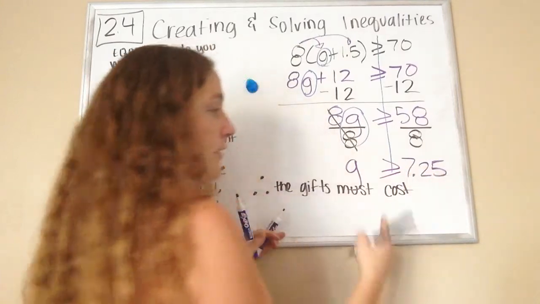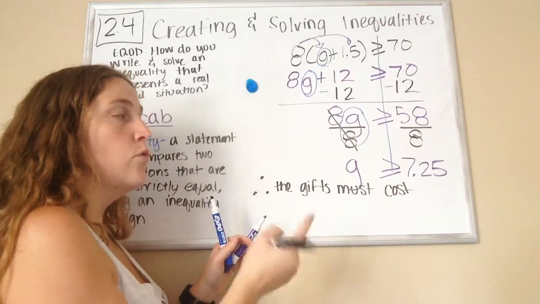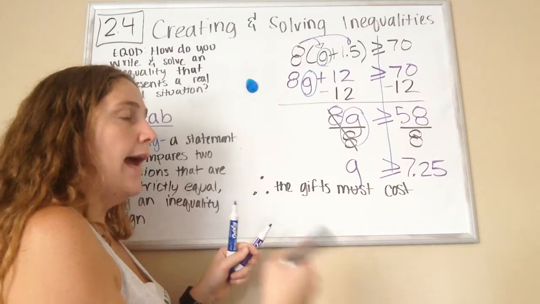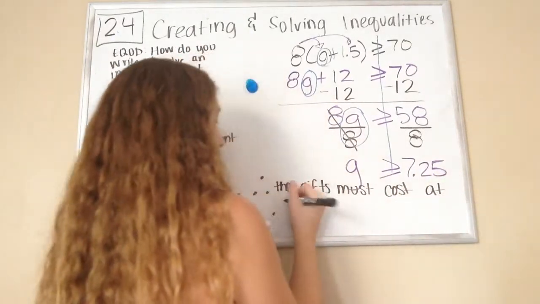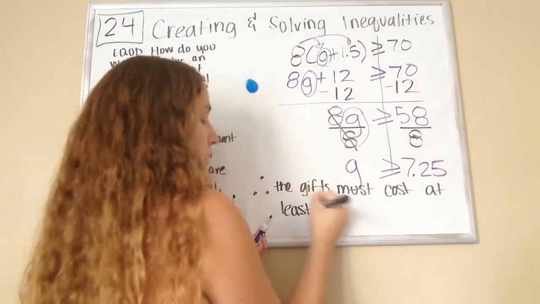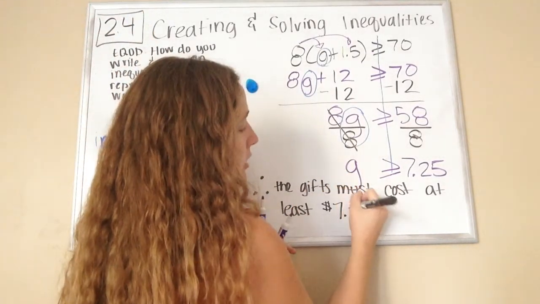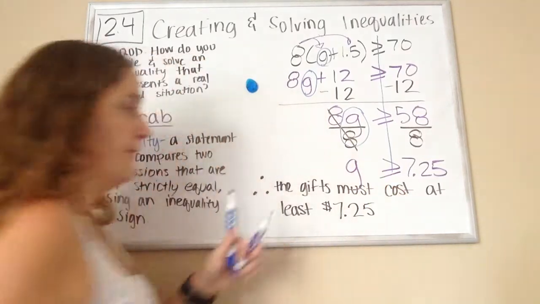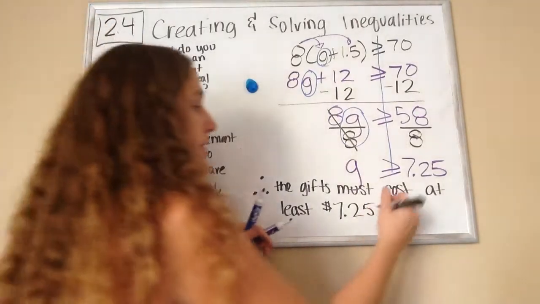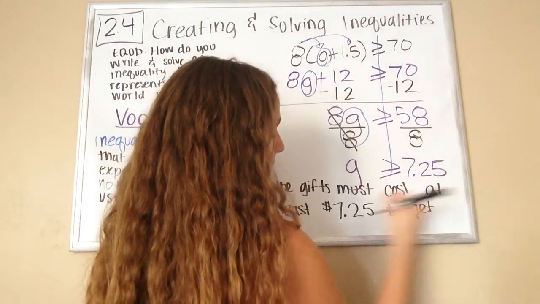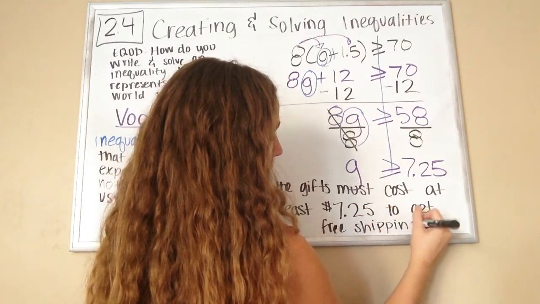cost, okay, this symbol, we think about what it could mean. More than, greater than or equal to, at least, no less than. So at least, and now we're going to talk about money, $7.25. So we think about, okay, cool. So he's got to spend at least $7.25 to get free shipping. Obviously, he could spend less, but he wants to get free shipping, so that's how much he's got to spend.